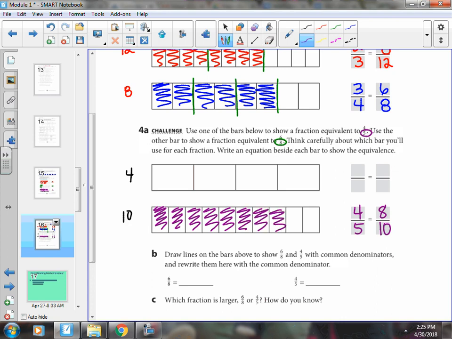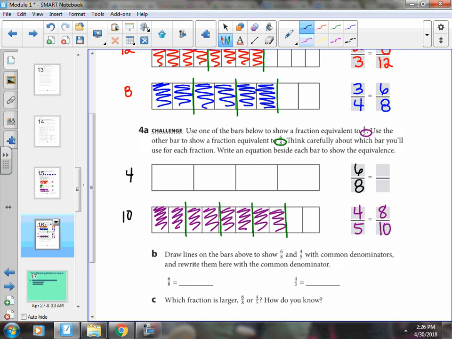So 4/5 is the same as 8/10. And remember, if I were to split this up into 5 sections, can you see that 4 out of the 5 sections are shaded? 4/5 is the same thing as 8/10.